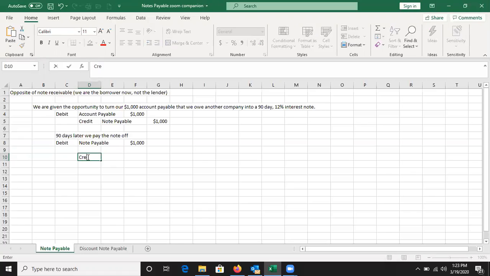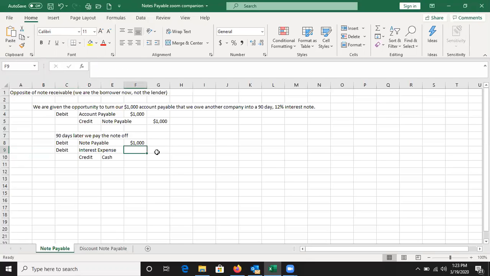We know we have to credit cash because we're the ones paying the debt now. So we're giving out cash. We're going to credit cash, but I'm going to leave the dollar amount blank. The last thing we have to account for is interest. Back with notes receivable, whenever we received interest, it was interest revenue, so revenue got credited. But since we're the ones paying the interest now, it's interest expense. And like all other expenses, when you recognize an expense, you debit it. So we're going to wind up debiting interest expense. The calculation is the same as it was for notes receivable.